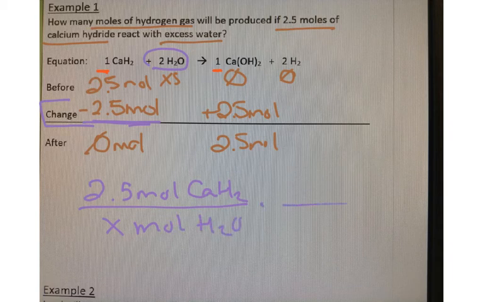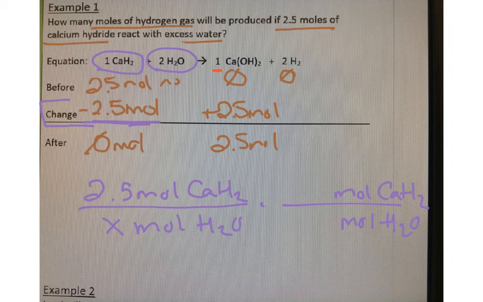So I don't know that, but what I do know is looking at the balanced reaction, what it states to me is that for every 2 moles of water, I need 1 mole of calcium hydride. So I'm going to put moles of calcium hydride on top because moles of calcium hydride is on the top on the other side. And then I'm going to put moles of water on the bottom because moles of water is on the bottom on the other side.